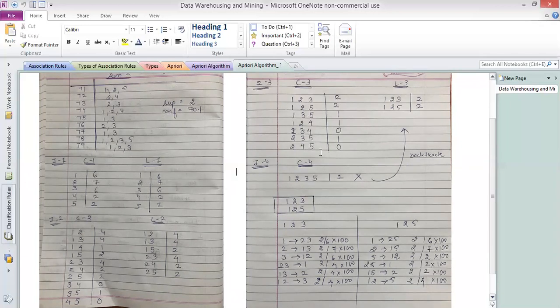I'll repeat once again. 1, 2 and 1, 3 have got 1 in common, so you write 1, 2, 3 here. 1, 2 and 1, 5 got 1 in common, so you write 1, 2, 5.